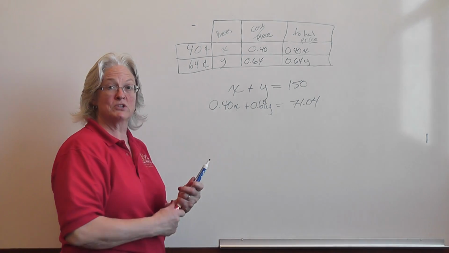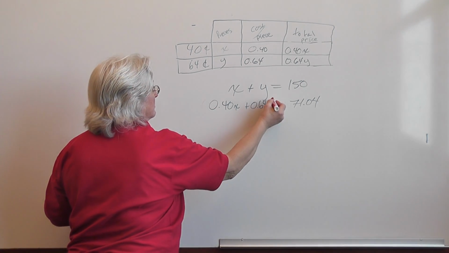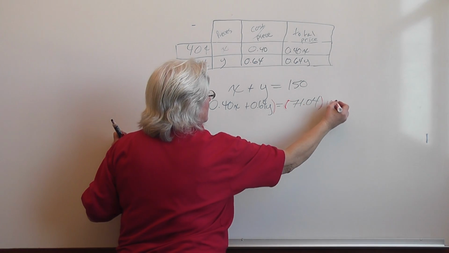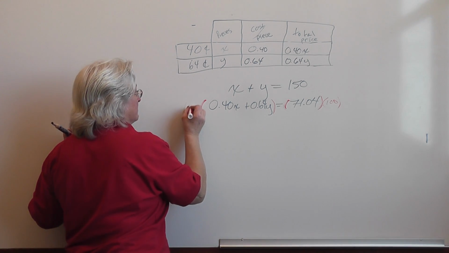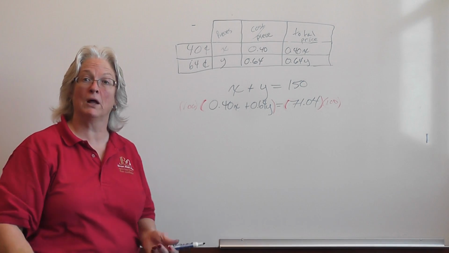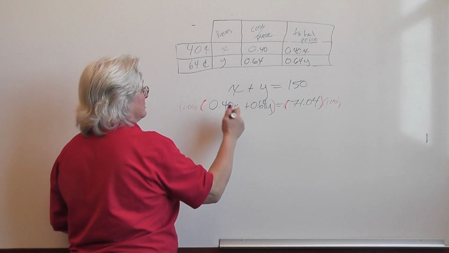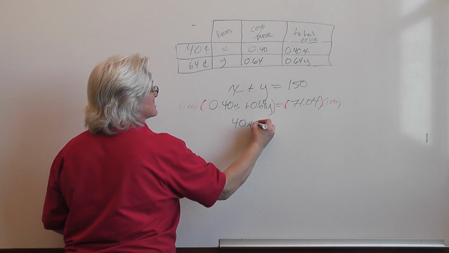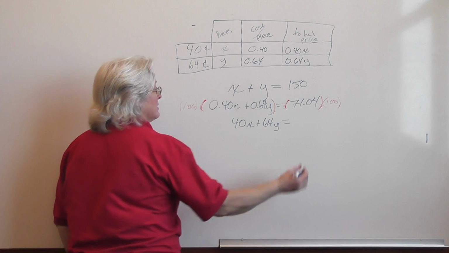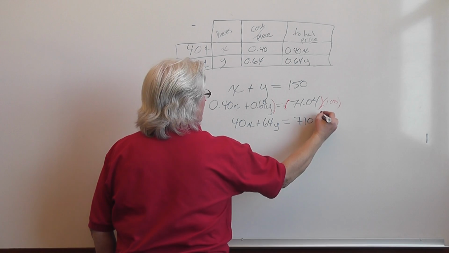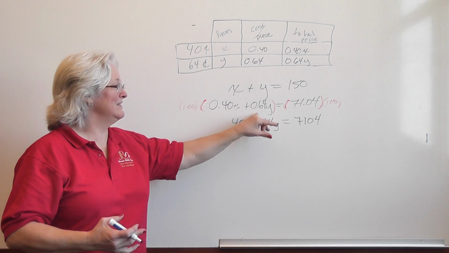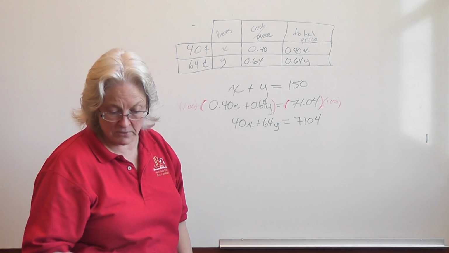Rather than take up this board, I'm just going to use red in here and show you what I'm doing, provided that red will continue to work for me. Times 100, times 100. What do you do when you multiply by 100? You move the decimal point 2 units to the right, so you have 40x plus 64y, move the decimal point 2 units to the right, 7104. This equation right here is much easier to work with because we're not dealing with decimal multiplication.